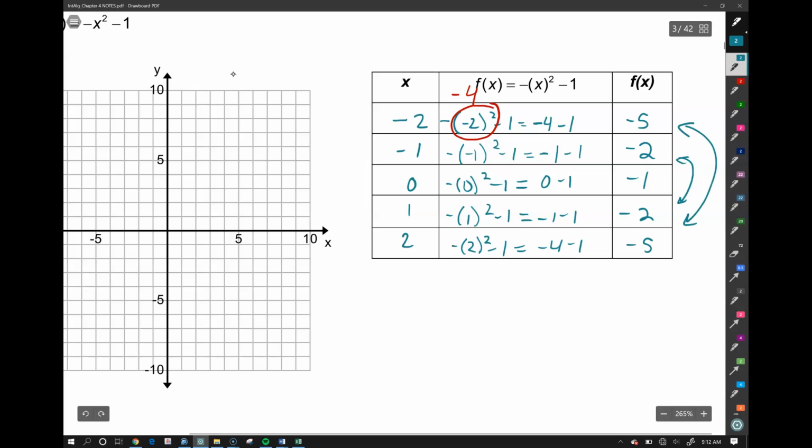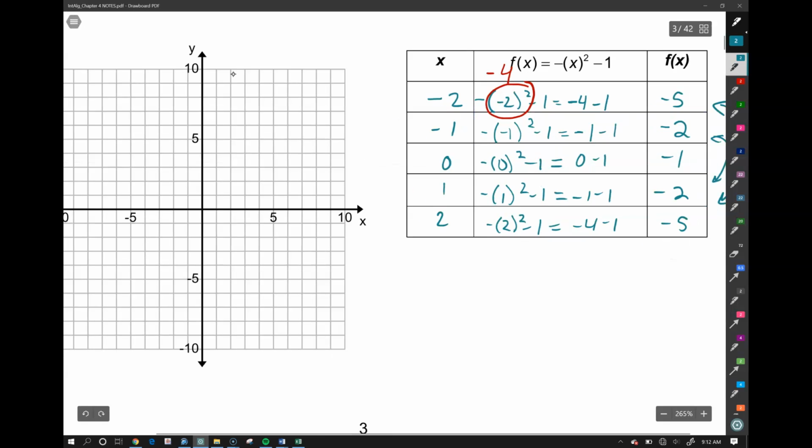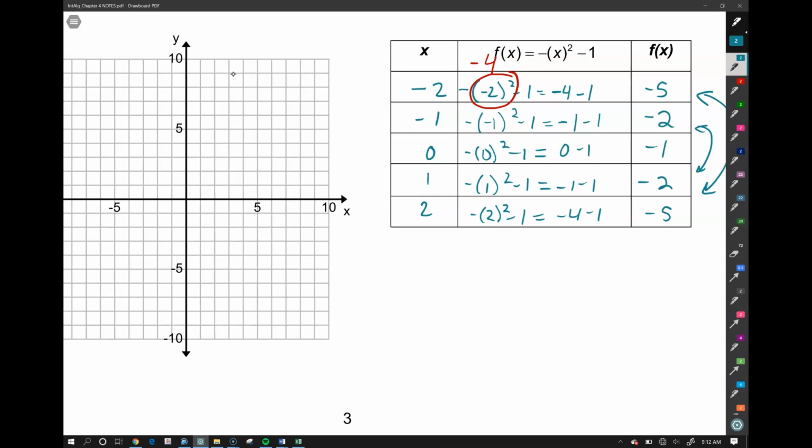You see there's this symmetry on my parabola. Isn't it always the same? Yeah. It's always going to be a nice U shape. The right half is always going to be equal to the left half. All right, so I have 0, negative 1. Negative 1, negative 2. Negative 2, negative 5. 1, negative 2. And 2, negative 5.